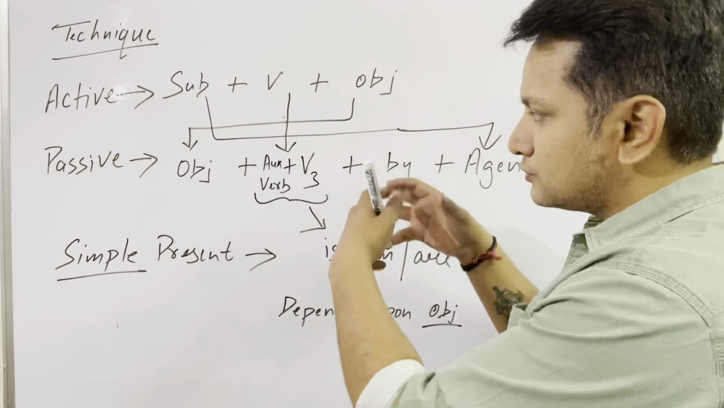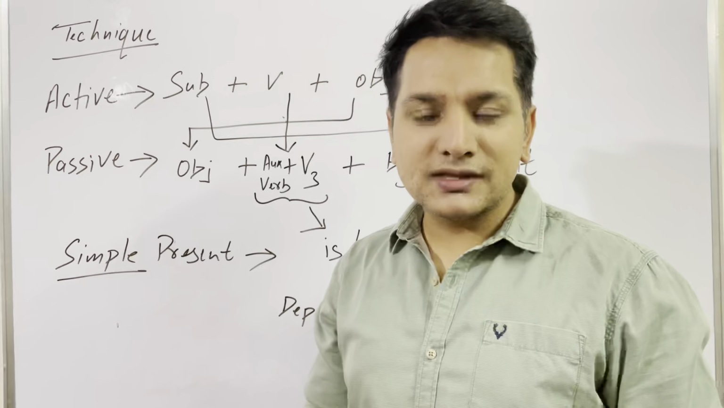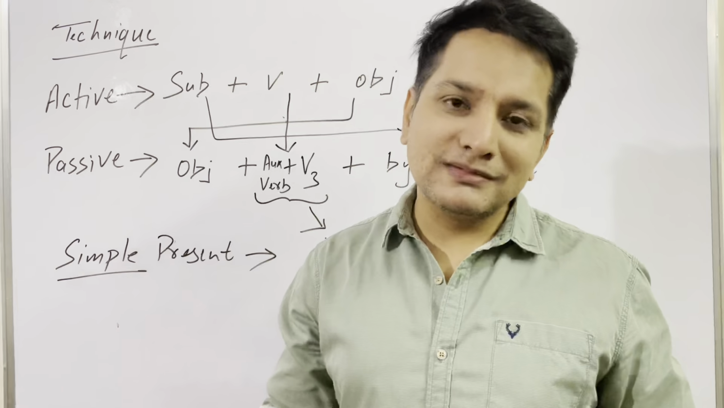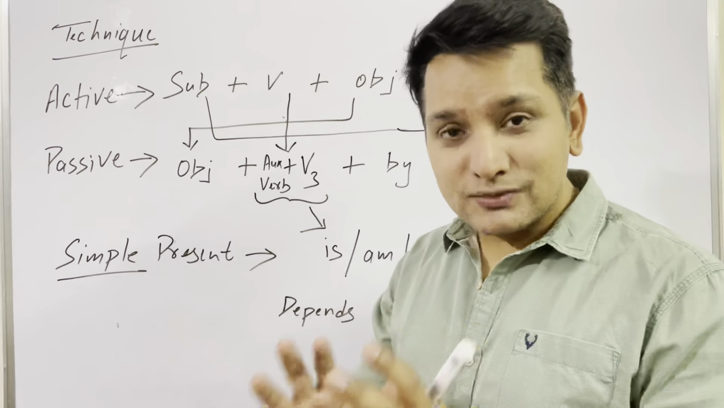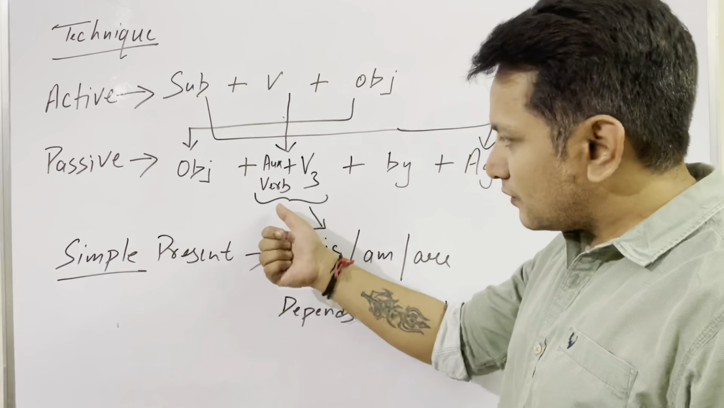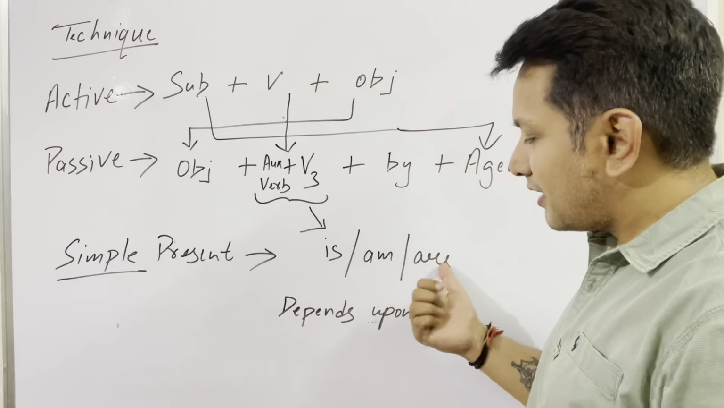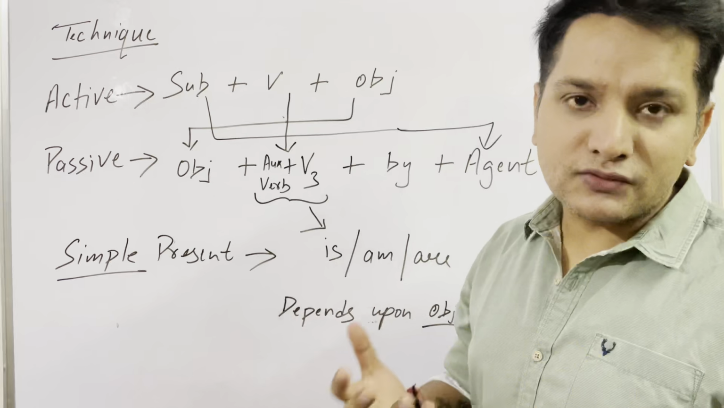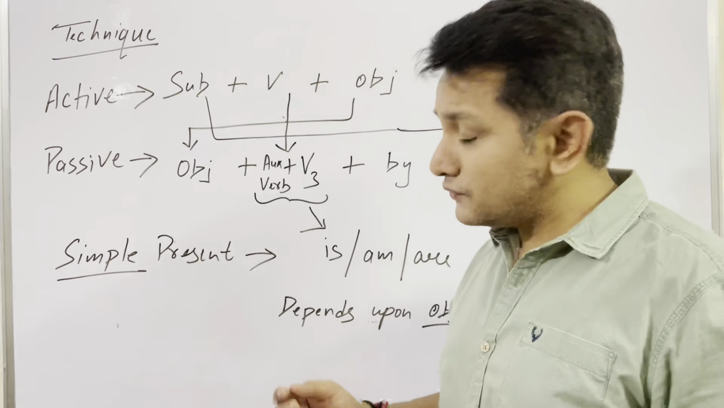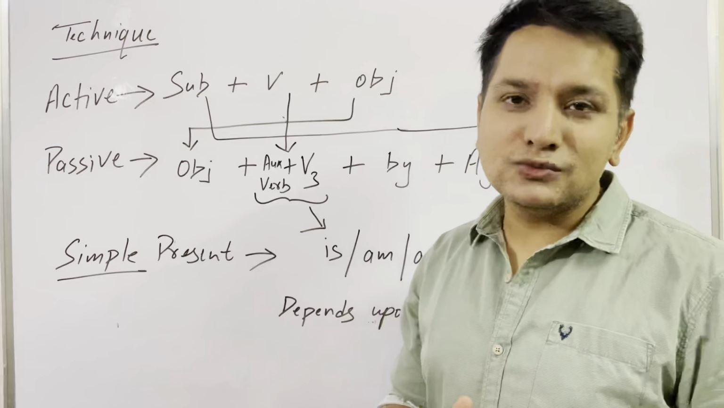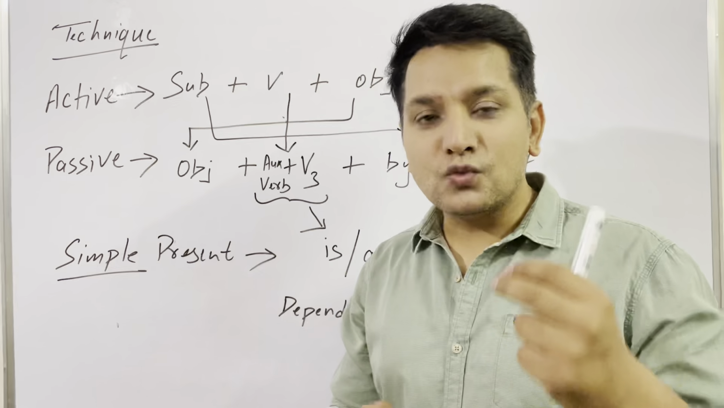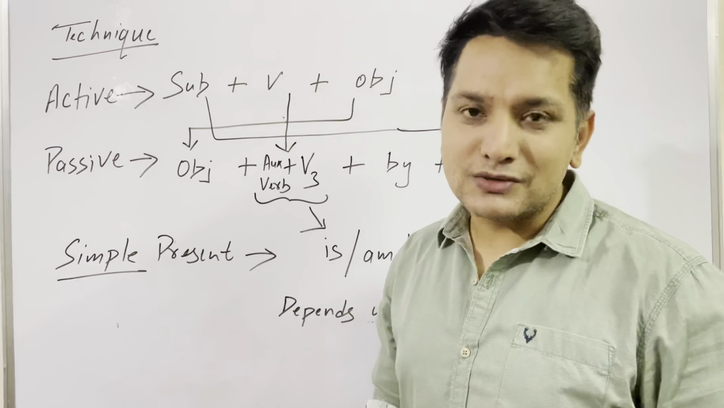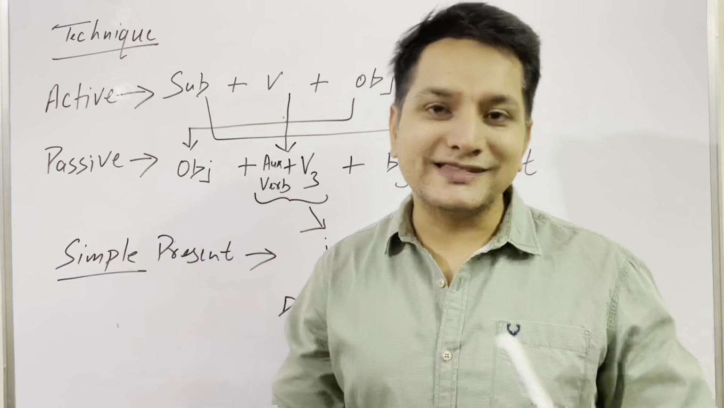To understand this, we'll take some examples and cover simple present only, so that you'll be able to convert some simple present sentences into passive voice. In simple present, the auxiliary verbs are is, am, are, and it depends upon the subject or the object which one we use. If you don't have an idea about these, please go back to the channel, watch the verbs video, and come back and watch this one. You'll be able to understand it more. So let's talk about the examples now.